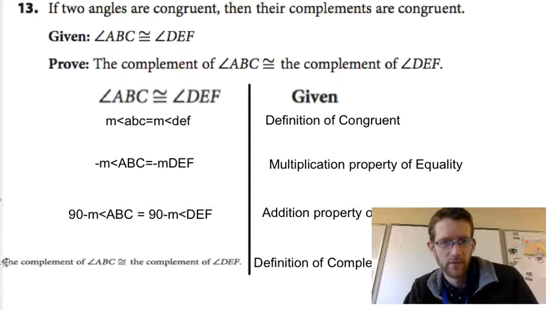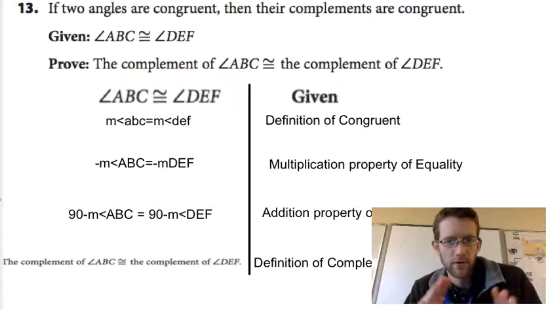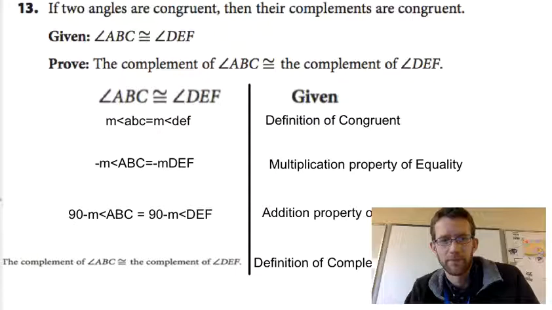And then finally, we can say the complement of angle ABC is congruent to the complement of angle DEF, because this right here is equal to the complement of each one. That's our definition of complement. So that's it. That's the proof. We start up here. We turn it into an equation. We manipulate the equation a bit, and then that gives us the complement. But key is we're doing it to both sides, right? Okay, I'll pause there.